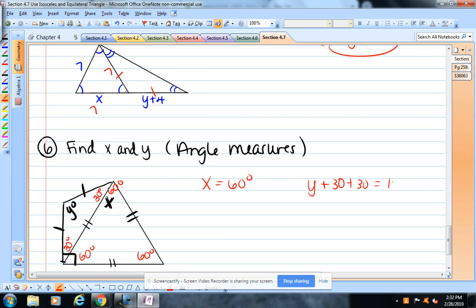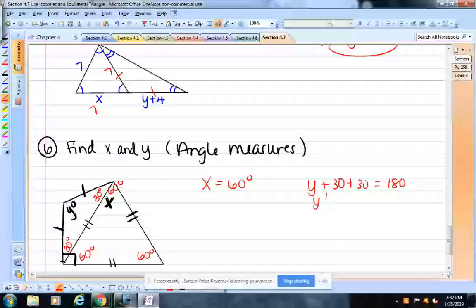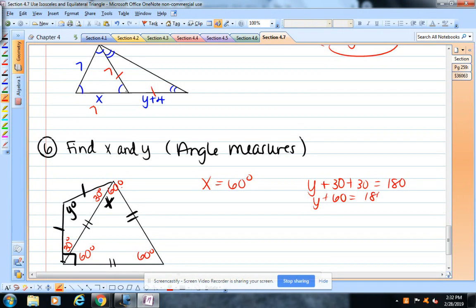What is 30 plus 30? So y plus 60 equals 180. Subtract 60 from 180. Y equals what? 120 degrees. Good job. So any questions about any of that?